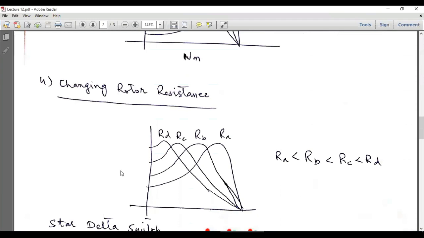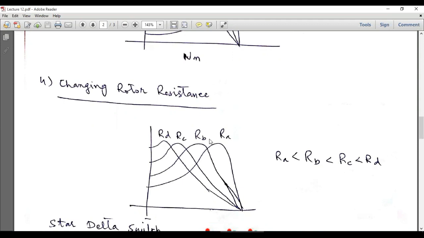The fourth and final method is changing the rotor resistance to vary the speed of the induction motor. When we have a smaller resistance, this is the first profile. For RB, which is greater than RA, the profile will be like this. And we know that here we have torque and here we have speed. The maximum torque is the same for all values of rotor resistance, but the starting torque is changing. For a smaller value of rotor resistance, the starting torque will be minimum, and it will go on increasing as we increase the rotor resistance. The maximum torque is the same, but the position of the maximum torque is different.